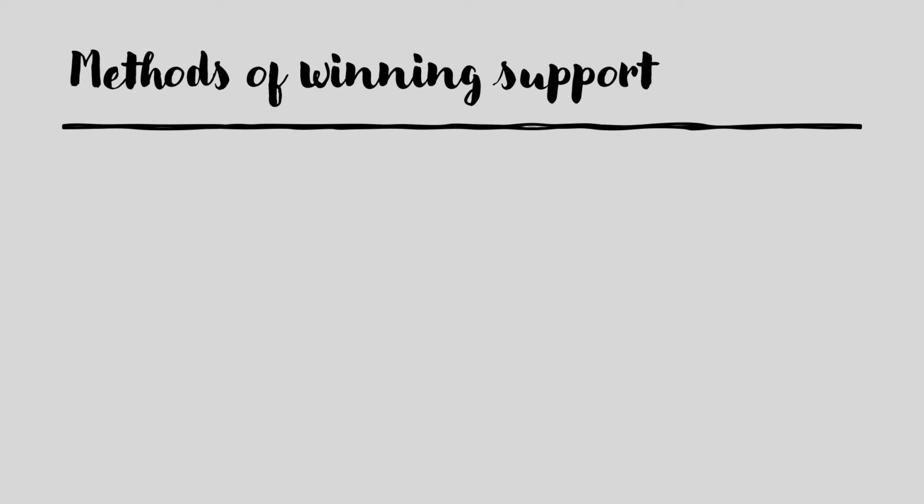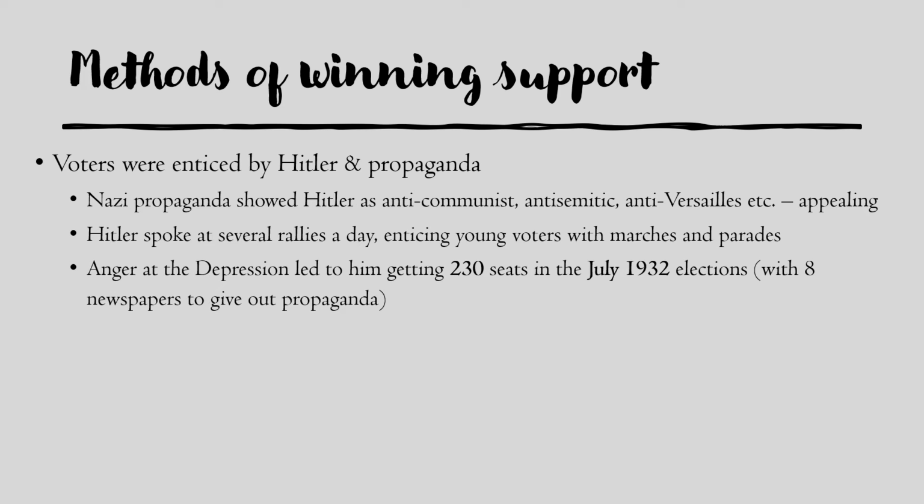Now, the methods of winning support. One part of this was that voters were enticed by Hitler and his propaganda. So lots of Nazi propaganda designed by Goebbels. It showed Hitler as anti-communist, anti-Semitic, anti-Versailles, and as we saw, this was very appealing to voters. Hitler spoke at several rallies every single day. He talked to massive crowds of people in cities across Germany. He would entice younger voters with marches and parades around these rallies.